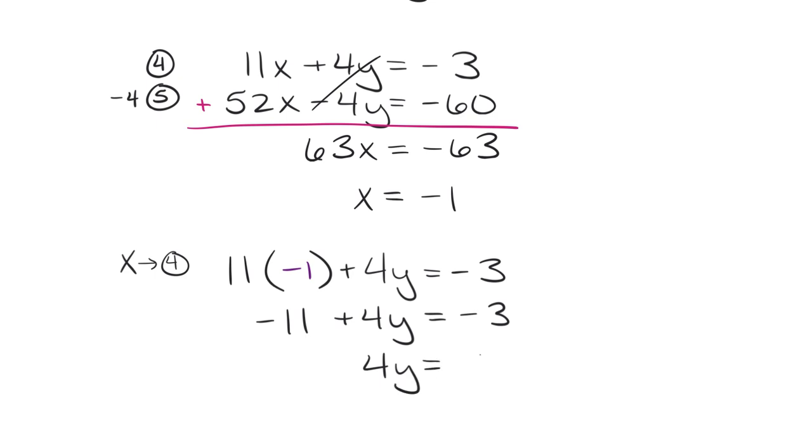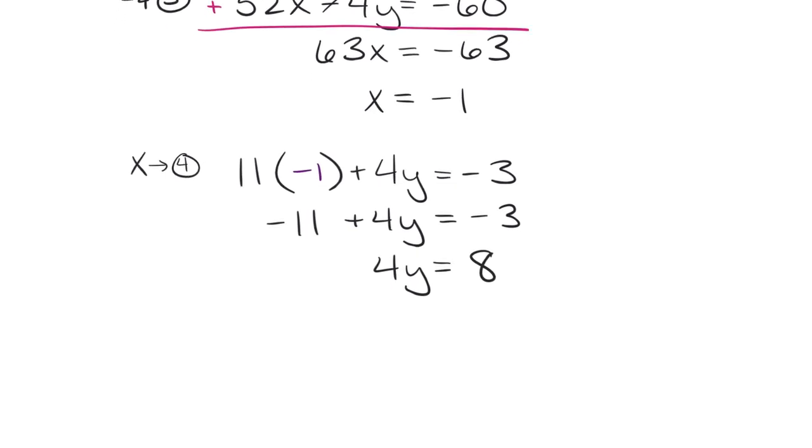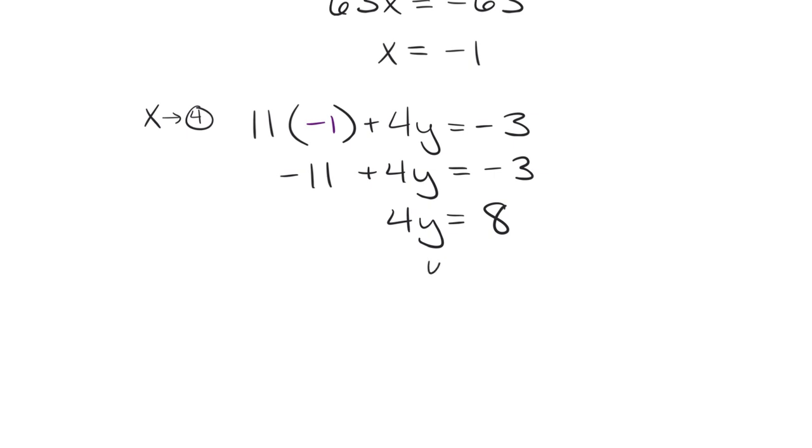That's 4y equal to positive 8. Add 11 to both sides. Therefore, y is equal to 2. 2/3 of the way there. We found x, we found y. What's left to find? Z.